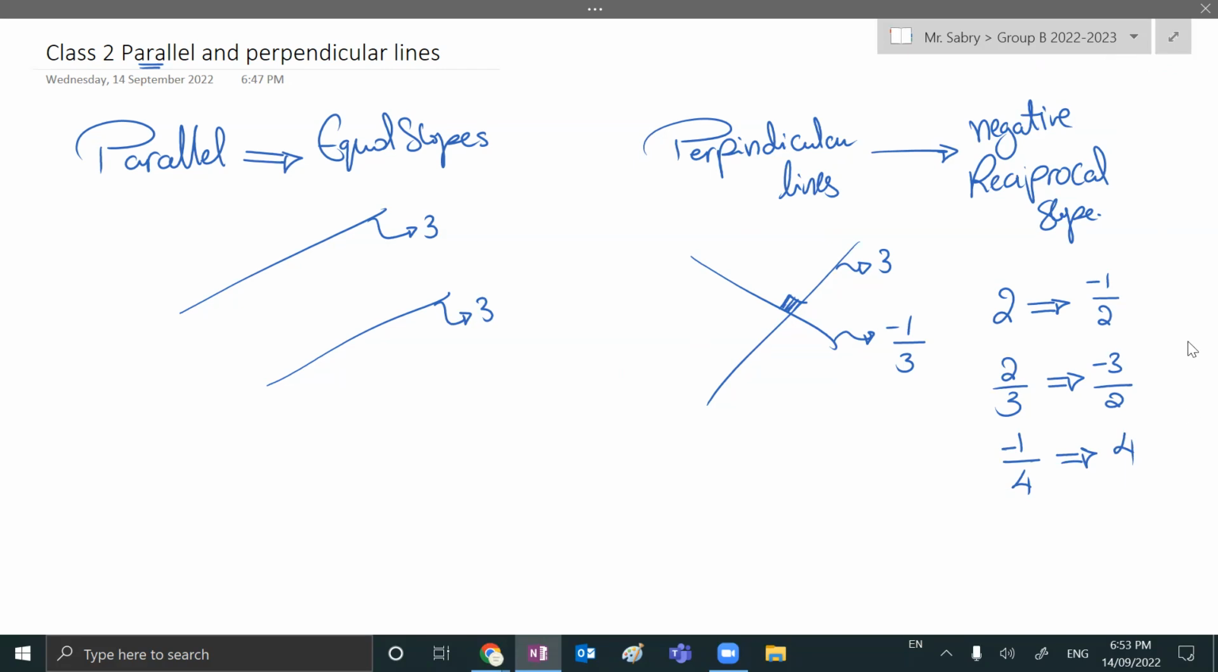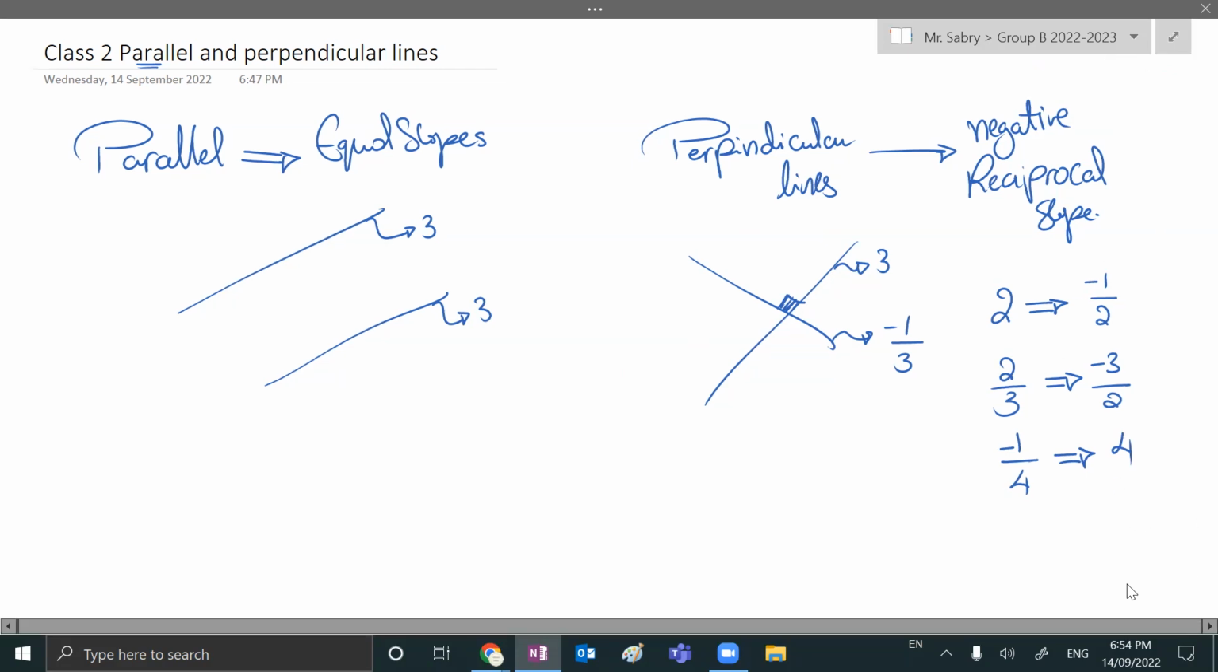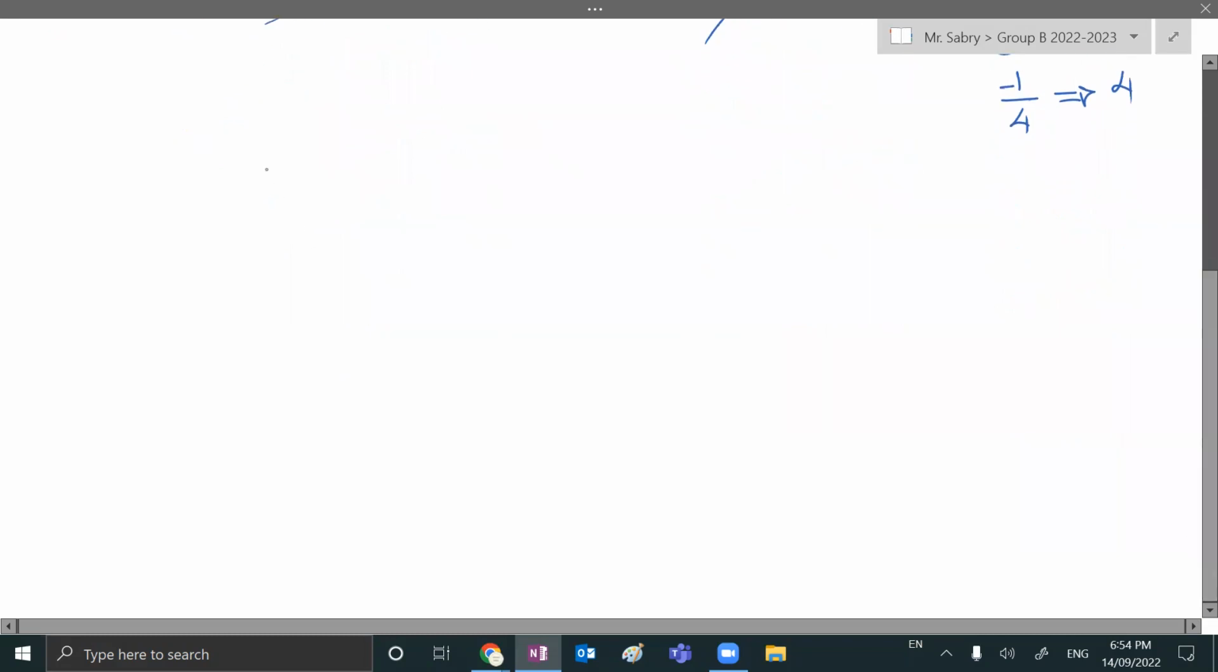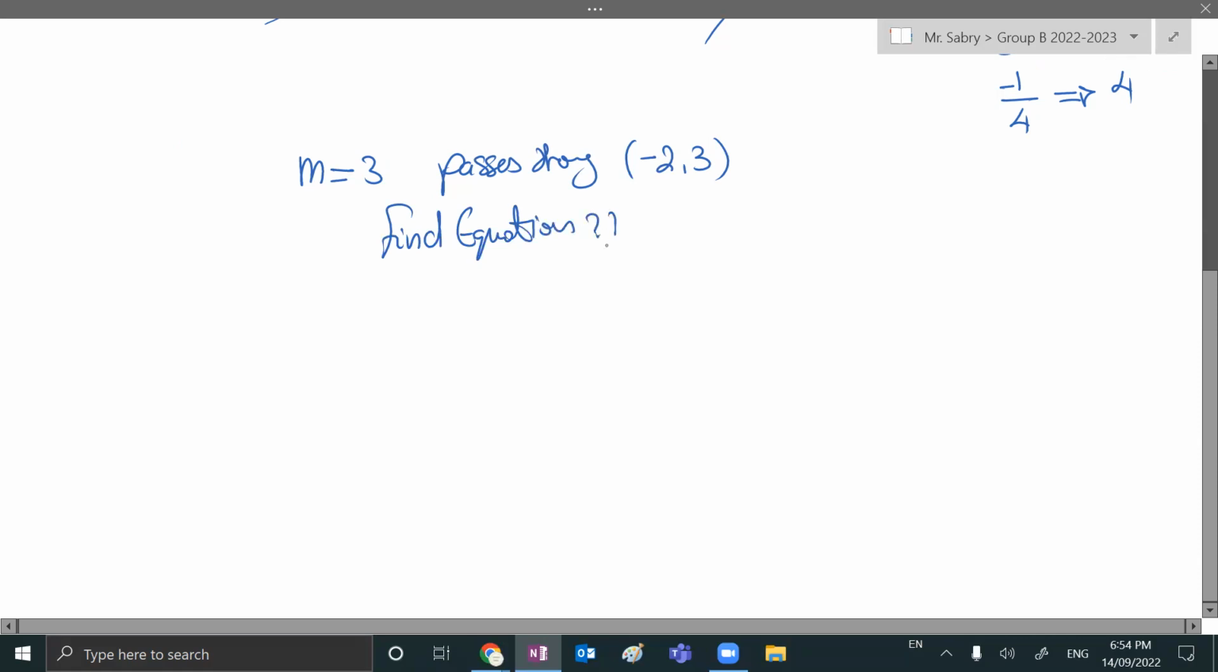Awesome. Let's see questions right away, but before we do that, let me ask you a quick question and remind you of something. If you were told that there's a line that has a slope of 3 and that it passes through point (-2, 3), how can you find the equation? Can someone guide me through that? Especially if you don't think you know.